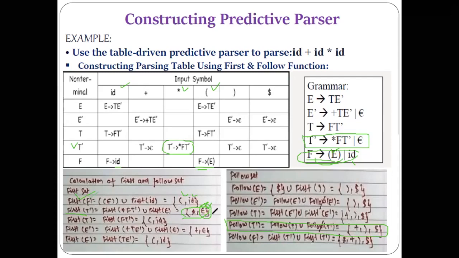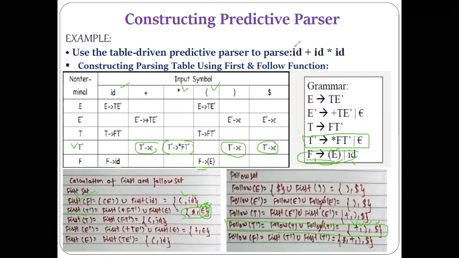In order to make the entry for epsilon, we have to see the follow of T dash. Now what is the follow of T dash? Plus, close brace and the dollar. So for this production, T dash derives epsilon, under each of these terminal symbols you have to make the entry of T dash deriving epsilon. So here you make the entry under the plus, because follow of T dash is the plus. Here you make the entry of T dash deriving the epsilon because follow of T dash is the close brace and also the dollar. And so under the dollar also, you have to make the entry of T dash deriving the epsilon.